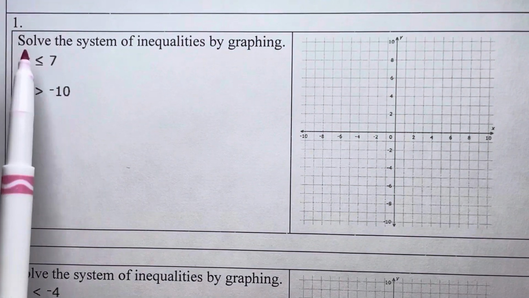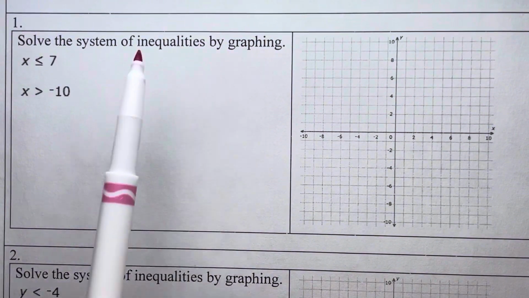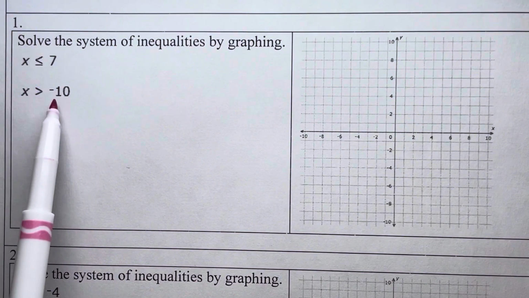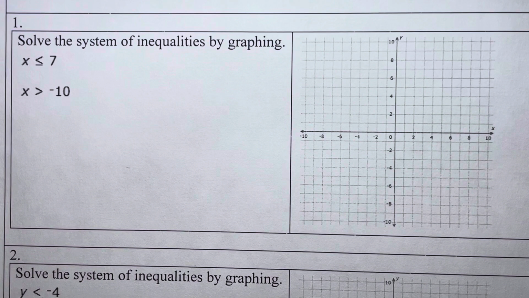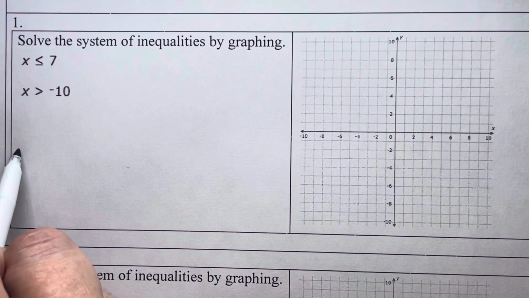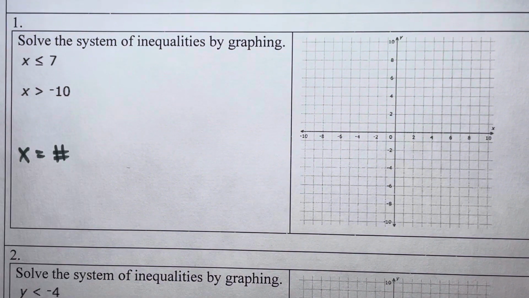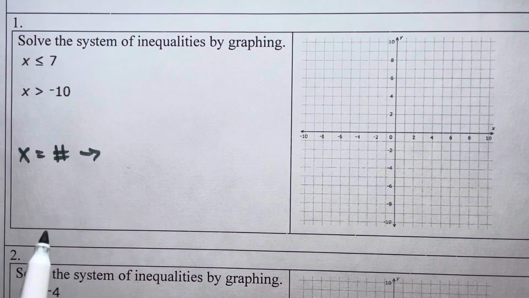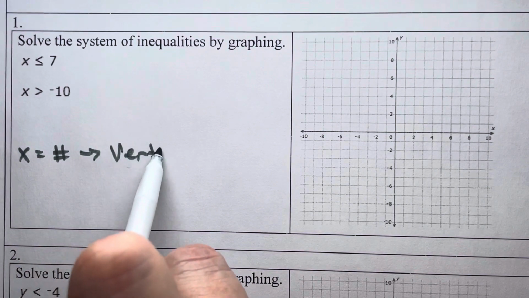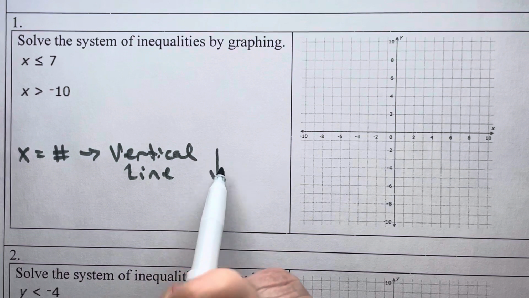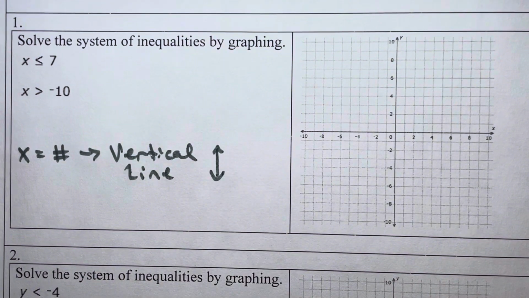Example 1. We're going to solve the system of inequalities by graphing, where x is less than or equal to 7 and x is greater than -10. We remember from previous lessons that when you have x equals a number type equations or inequalities, that means we are going to have a vertical line that travels straight up and down through the x-axis at the given point of interest.